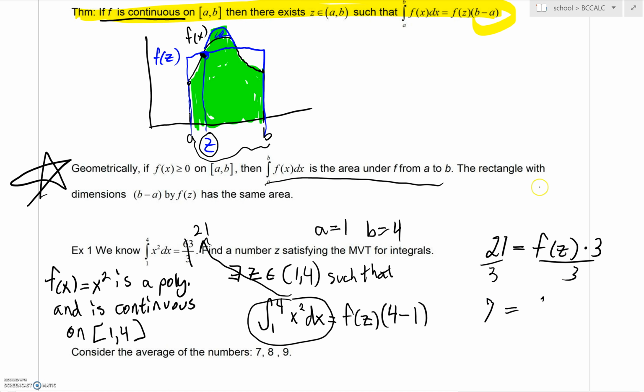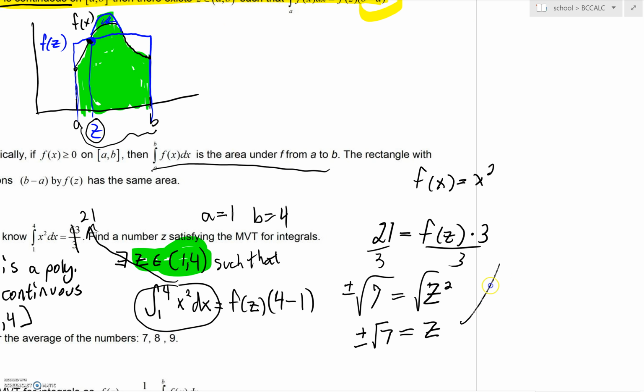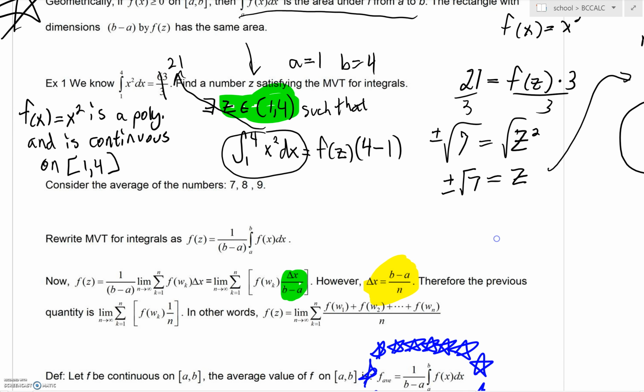But what is f of z? If f of x is equal to x squared, f of z would be z squared. So when we take our square roots, plural, we'd get z is equal to plus or minus the square root of 7. However, what we have to be aware of is z must be on that open interval from 1 to 4. So we reject z equals negative radical 7. That doesn't fit in the interval. The answer that we're looking for, we're trying to find the z satisfying it. It's that x value.